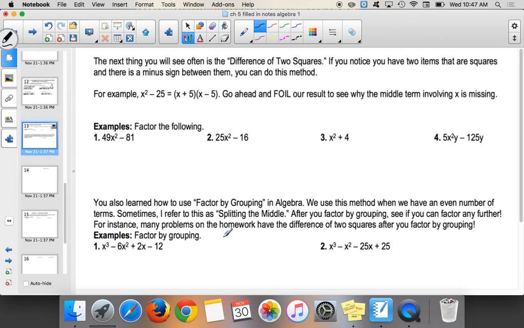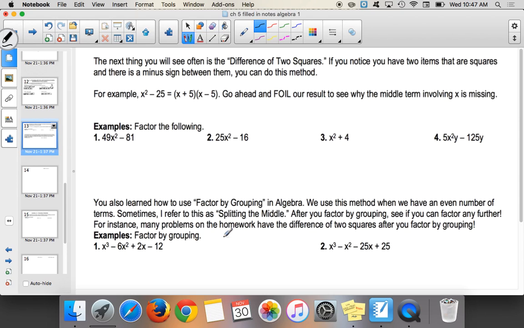What does the word difference mean? Like the amount in between. Difference? Kind of. Yeah, like the difference between 10 and 12 would be 2, right? But what did I do with 10 and 12? I subtracted. Difference means subtract. So if you see a subtraction problem with perfect squares, that is the difference of two squares. Okay, so looking at this, it says x squared minus 25.